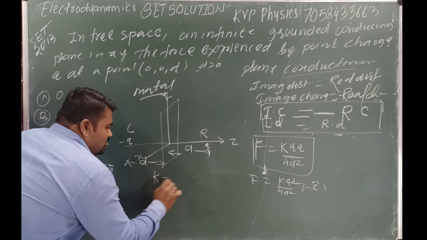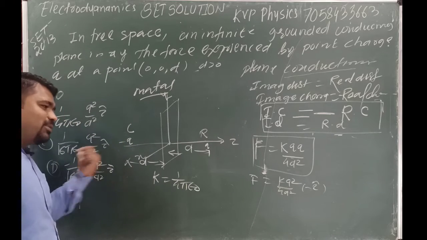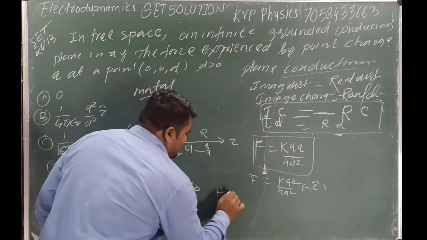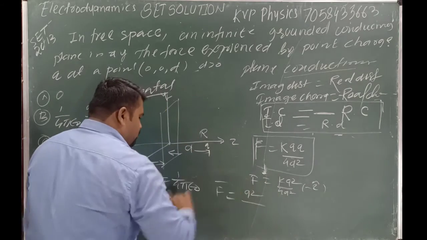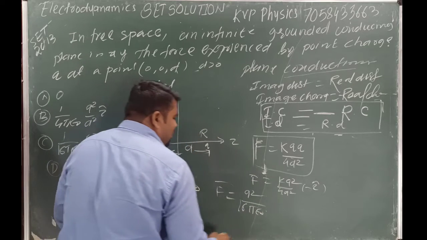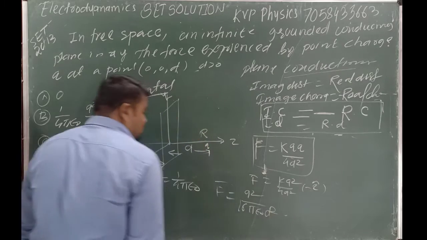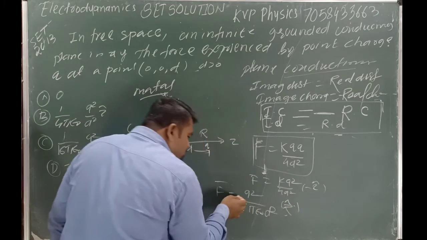Okay, here k is equal to how much? 4 pi epsilon naught. Now substitute this value in this case, so F net becomes q square upon 4 into 4, 16 pi epsilon naught d square. But here the direction is minus z cap. Here write down the plus z cap. Take the minus sign.